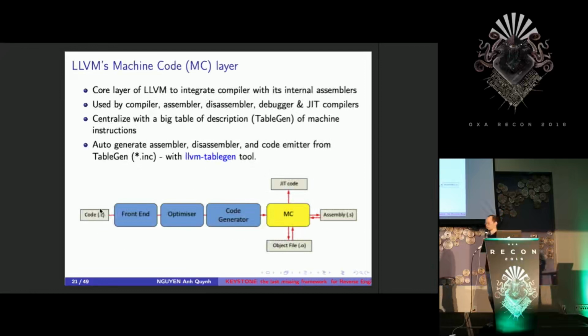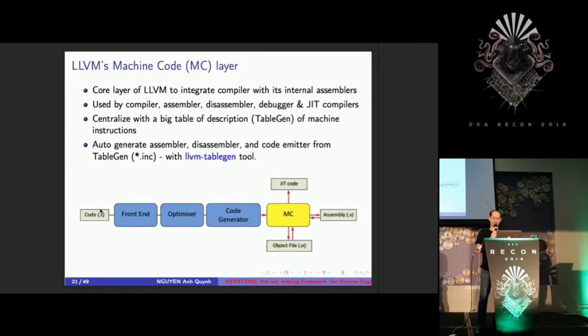So the most important part inside LLVM is something called machine code, or MC, which is a component inside the yellow box here. MC is the core of LLVM, which everything else is built around. Compiler, assembler, disassembler, debugger, just-in-time compiler, everything is built around MC. And central to MC is a big table description named TableGen that describes all the machine instructions.